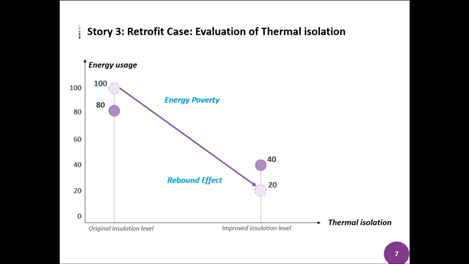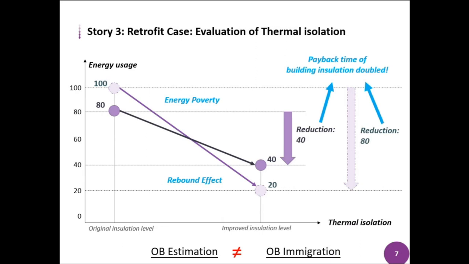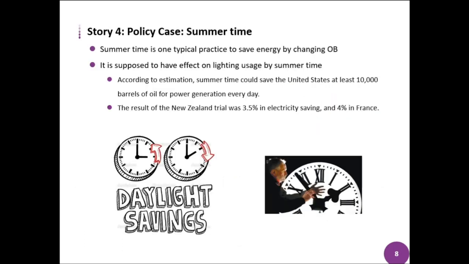But when they have a better insulation retrofit, the indoor temperature improves significantly. It's not 20 degrees anymore. They will then go to 22, 24. It's the so-called rebound effect. So the real reduction from the thermal insulation improvement is around 40% rather than our estimate of 80%. This gives us quite a good lesson that our estimated payback time is much longer than our estimation. Another very important policy here is the summertime, the so-called daylight saving time.